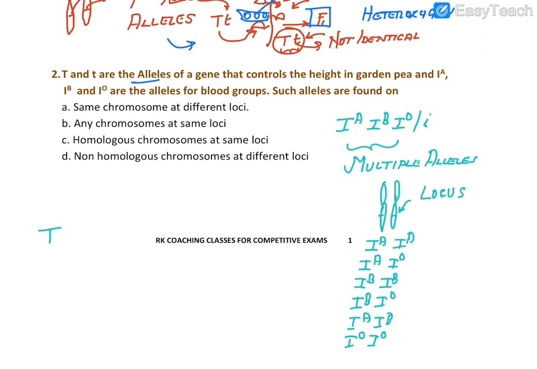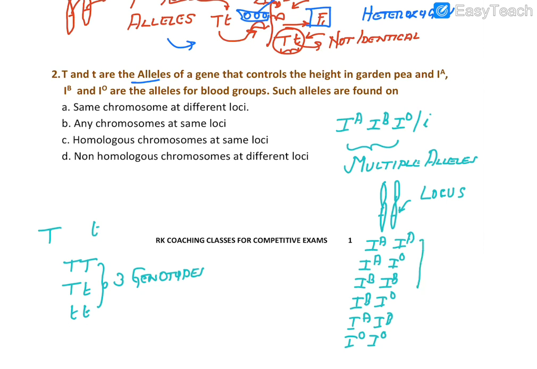If two alleles are present, capital T and small t are the two alleles, how many genotypes are possible? Capital T can come together, capital T with small t can come together, and small t can come together. The number of genotypes that are possible will be three. The phenotypes will be two. One will be tall and another one will be dwarf.